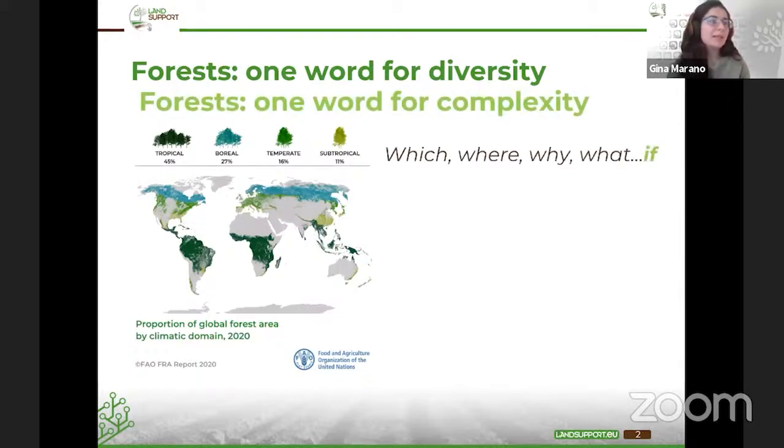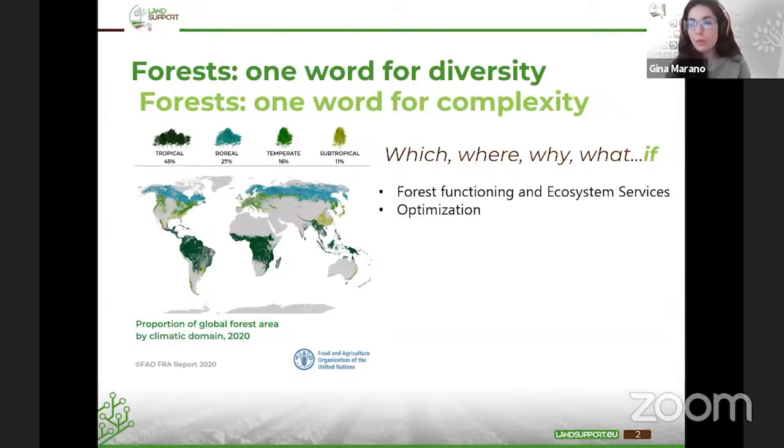And this means that when complexity kicks in, we ask ourselves, which types of forests are there? What can we do with these types of forests? Where are they located? And what if we have different objectives, and they can often be very conflicting? So we are very much aware and sensitive towards the definition of ecosystem services, but forests have their own functioning, and they were on the planet well before we were.